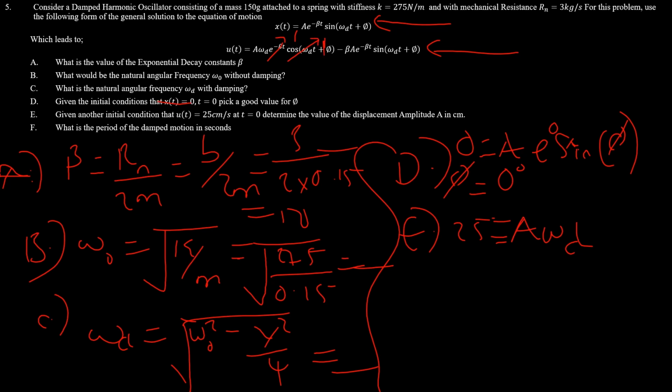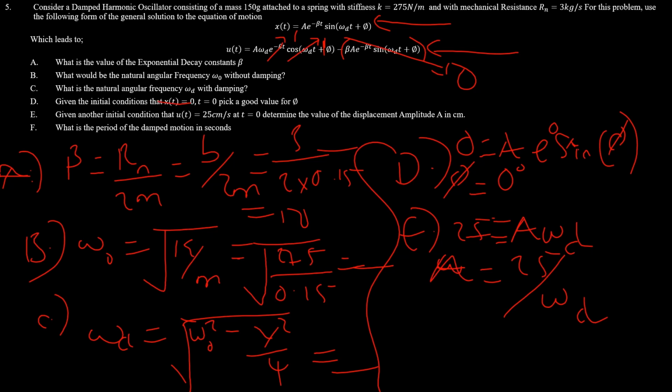Cosine of everything there will give us 1. And every expression here will give us 0. Why? Because sine of omega d t is 0, and phi is also 0. 0 plus 0 is 0. So sine of 0 will still give us 0, and it makes the entire expression 0. So we're left with 25 equals A times omega d. And of course, A should be equal to 25 divided by omega d. So you can substitute the expression for omega d.